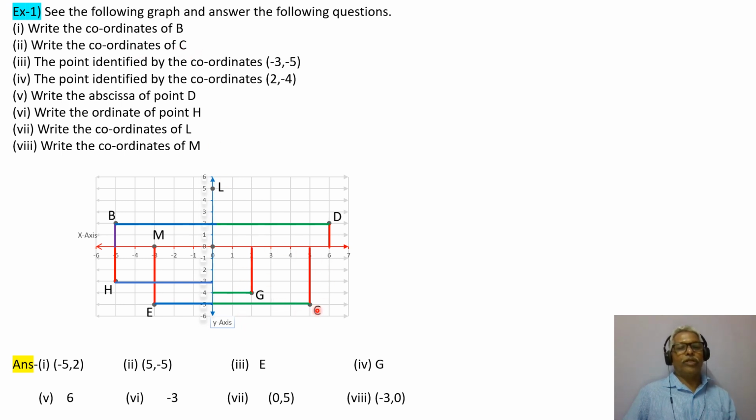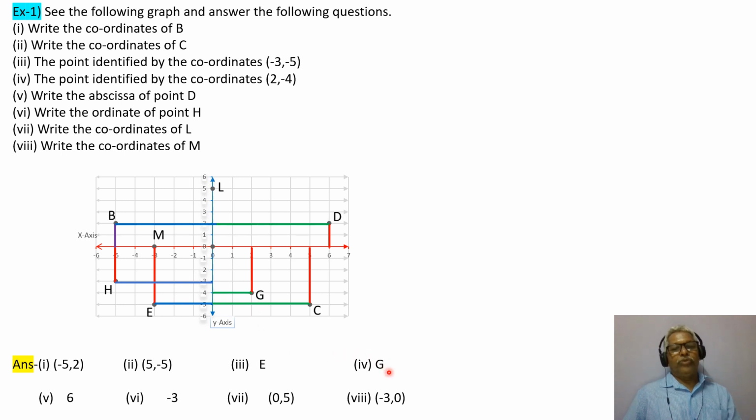Second, write the coordinates of C. C is here, in the fourth quadrant. C is +5 and -5. Third one, the point identified by the coordinates (-3, -5). This will be in the third quadrant. (-3, -5) will be E. Now the fourth one, the point identified by the coordinates (2, -4). See, (2, -4). Decide in which quadrant it will be.